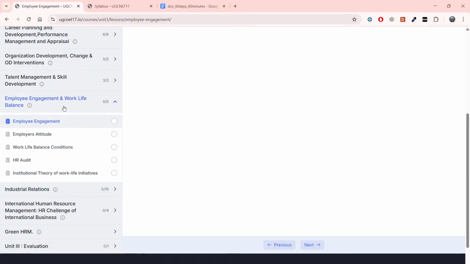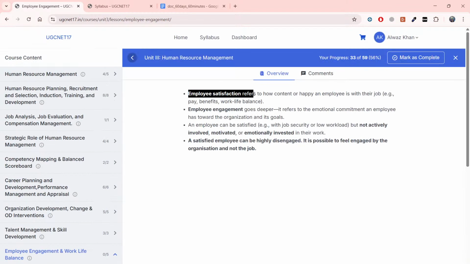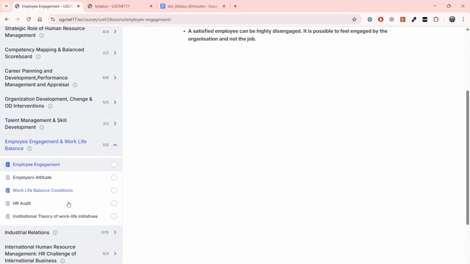Employee engagement and work-life balance. Employee satisfaction. Now let's see, we are starting a new topic.